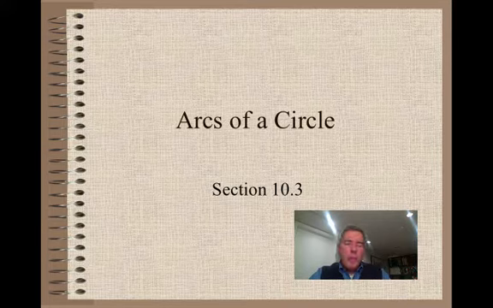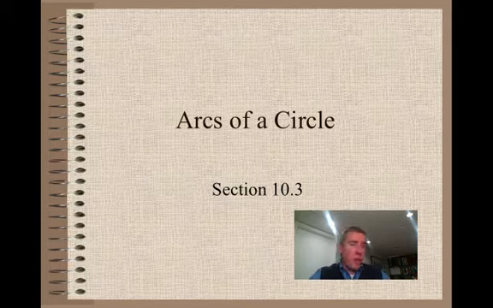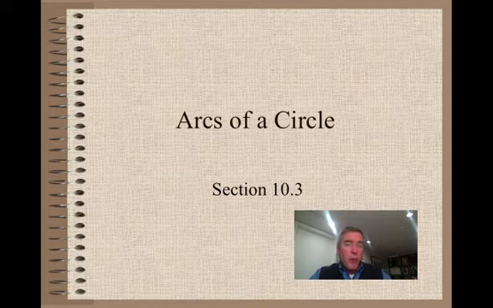Now an arc, as we've learned before, is just a portion of the circle. It's a fraction of the circumference. So there's a relationship between the arc, the chord, and the central angle that intercepts the arc. And it's really pretty simple.